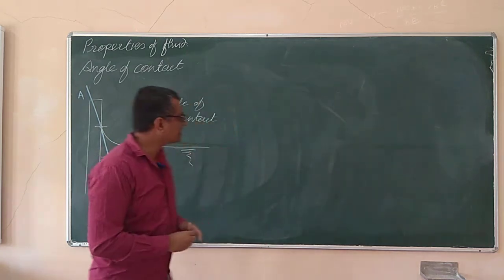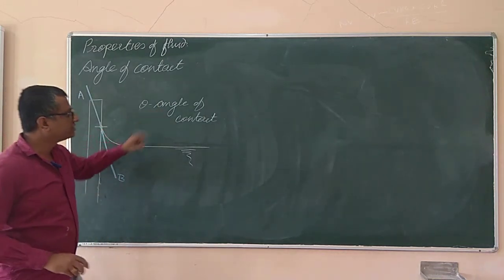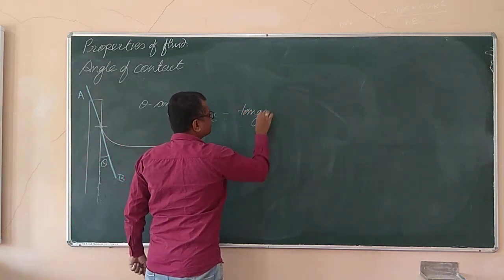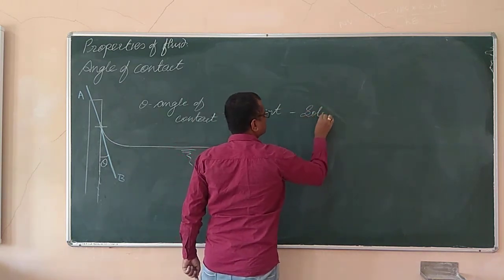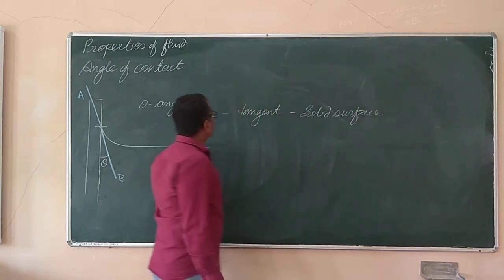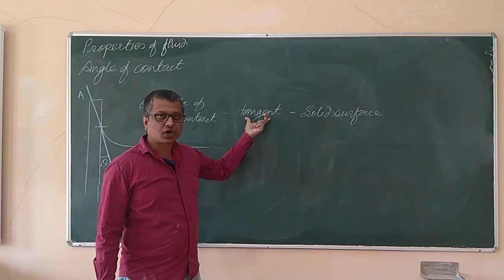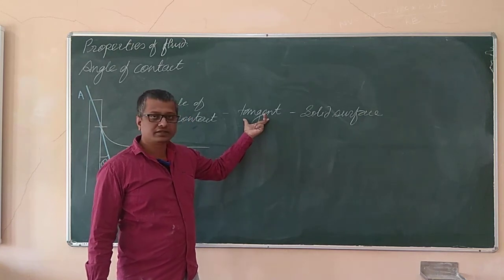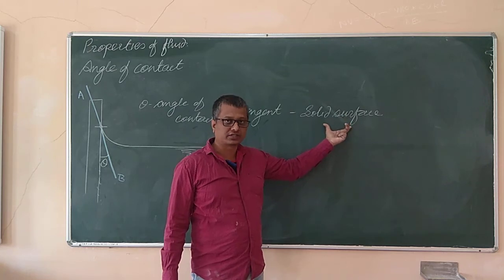Now the meaning of "taken inside the liquid" is, see, what is the angle of contact? The angle of contact is the angle between two entities. The first entity is the tangent drawn to the free liquid surface at the point of contact with the solid boundary, and the second entity is the solid surface itself, the solid wall itself, right?